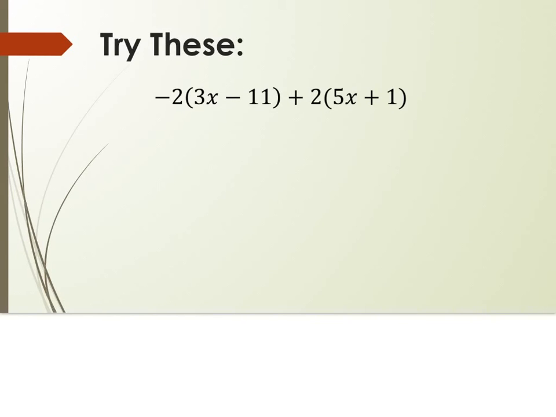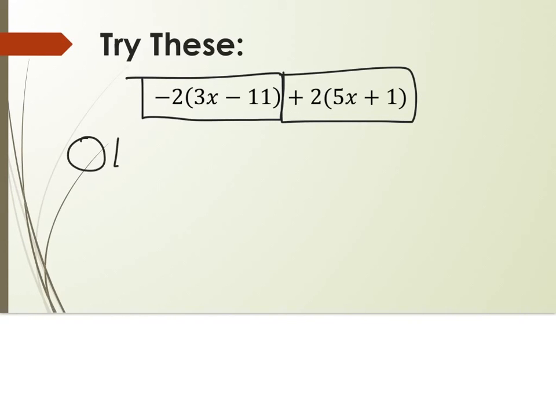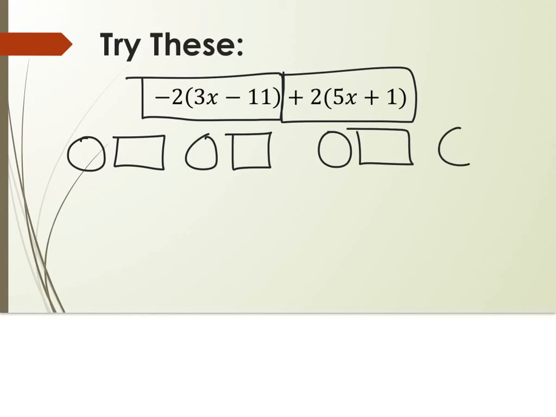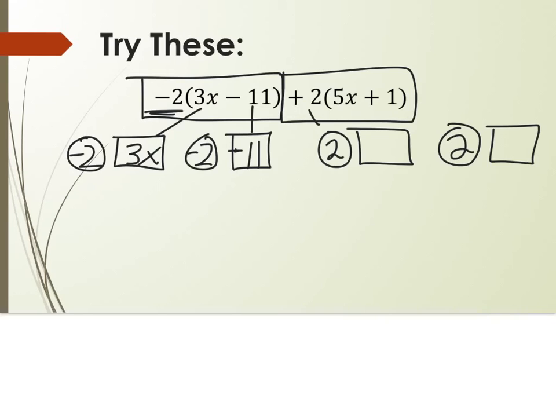Negative 2 times the quantity of 3x minus 11 plus 2 times the quantity of 5x plus 1. We have two areas again where we need to distribute. So I will draw a circle, square, square for this one, and a circle, square for this one. We are sharing the negative 2, so that goes into the first set of circles. 3x comes down, and the negative 11 comes down. We're sharing a positive 2 on the other side, so those go in the circles. 5x comes down to the first square, and a positive 1 in the second square.